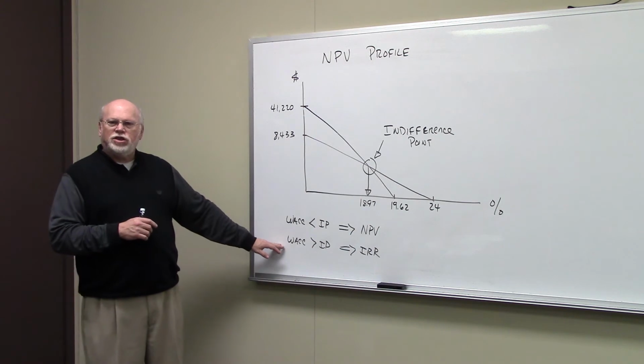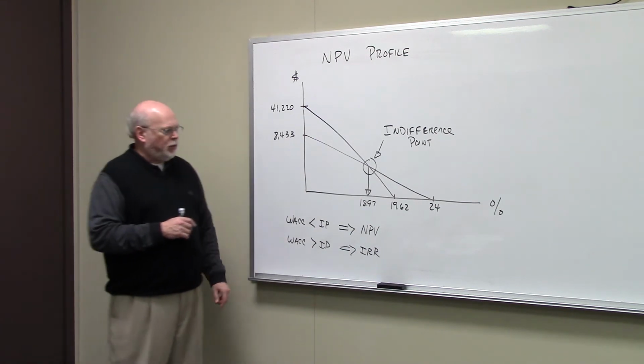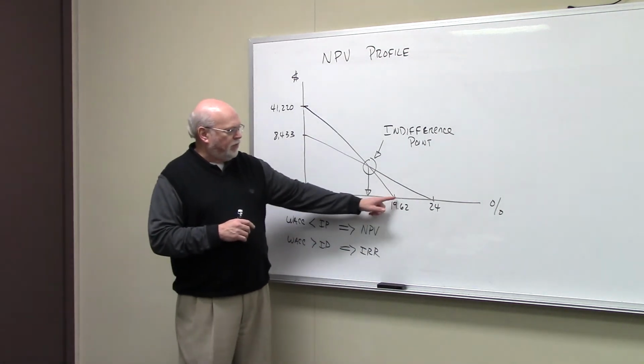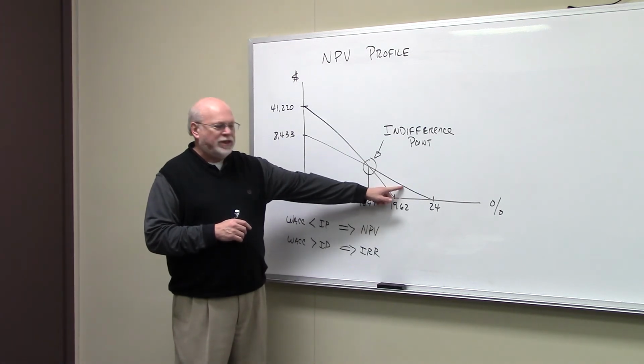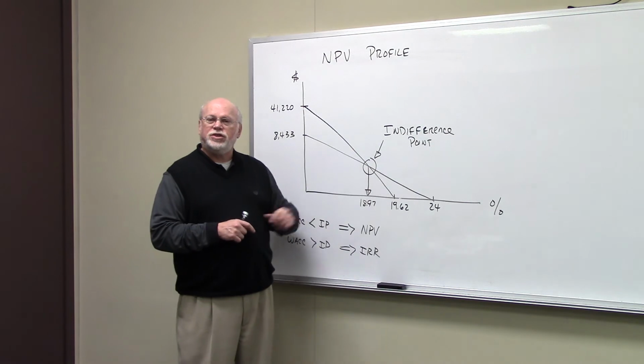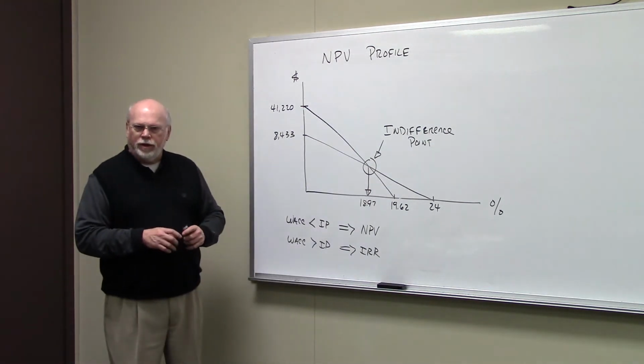If the weighted average cost of capital were greater than the indifference point, that is, if it was over here somewhere, you would want to go with this line, which means you choose on the basis of internal rate of return.